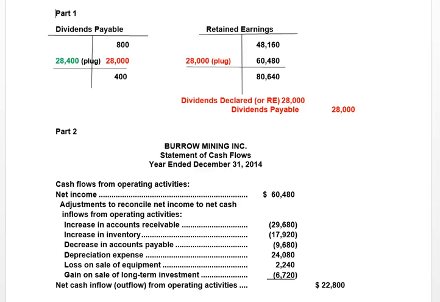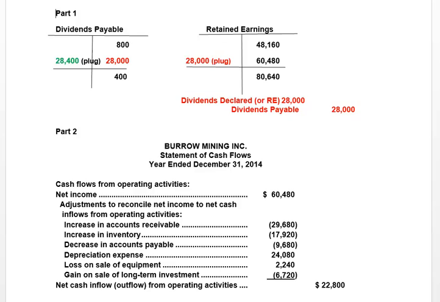Before we do the cash flow statement, we'll see that the question asks us in the first part to calculate how much was paid in dividends during 2014. Well, in this case, you have a dividends payable account. Any cash paid is a financing activity because it relates to dividends.